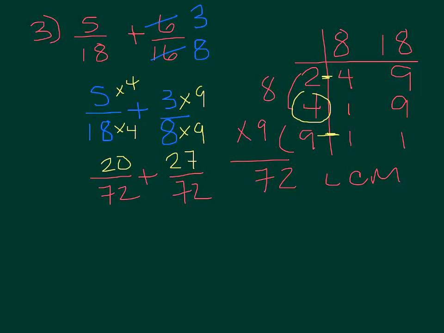And I get 27. Now, if I add these two, my answer will be 47 over 72. And this is my final answer. There is no way I can simplify these two more into lowest terms.